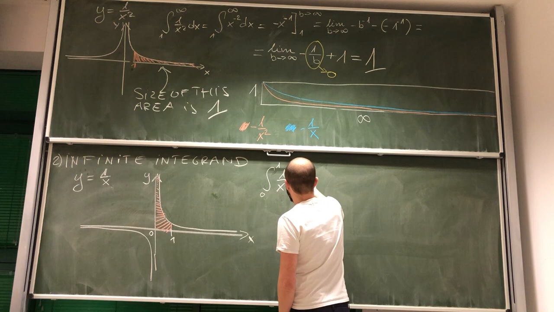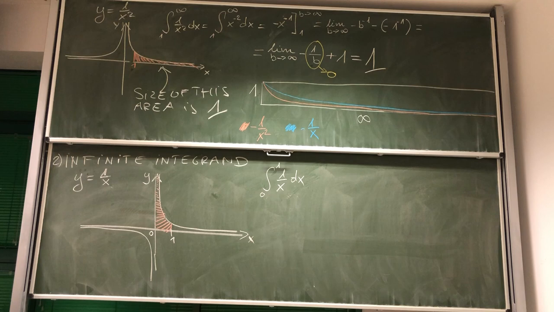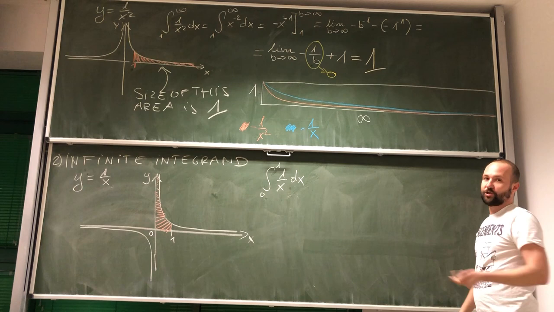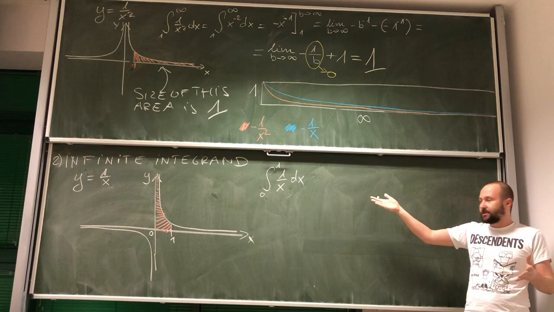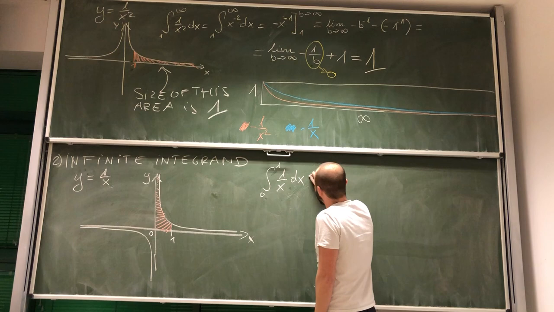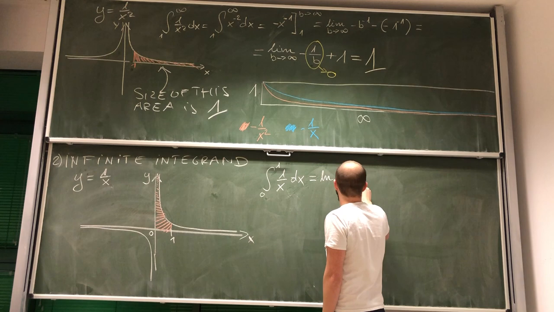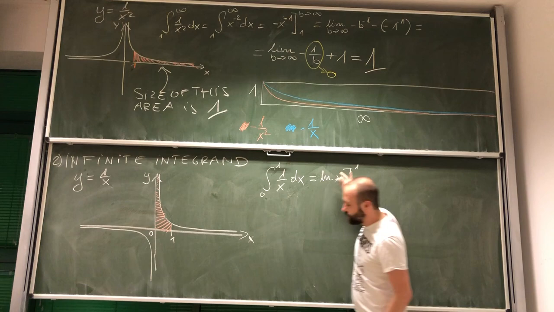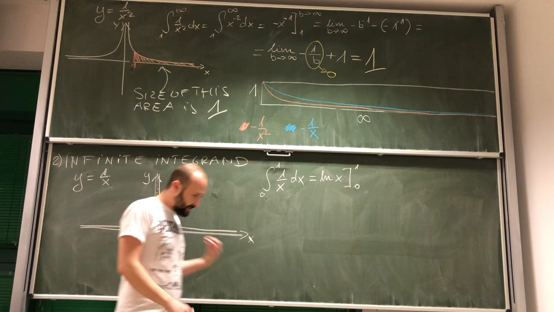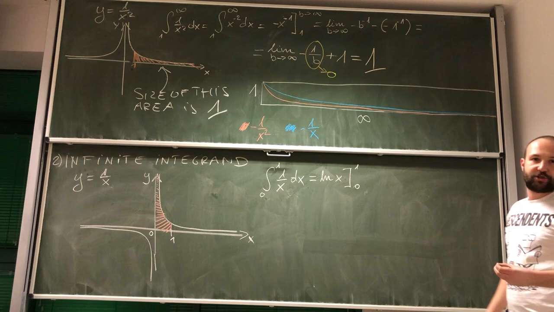At the beginning, it doesn't seem like a problem, but it is a problem. Why? Well, we cannot substitute 0 in function 1 over x. But then, we still haven't integrated this function. Oh, but this problem is not resolved once we do. Because look, if I integrate this between 0 and 1, I don't need to use absolute value, but I'm getting ln x between 1 and 0. And look, again, I cannot substitute 0 into the natural logarithm of x. This expression is not defined. So again, I need to resort to limits.